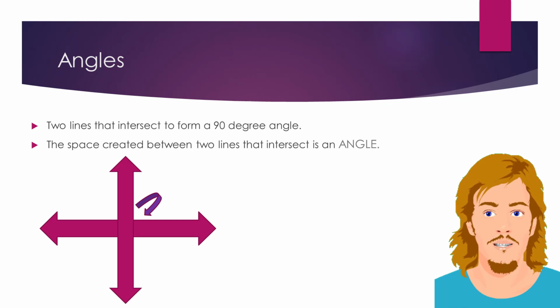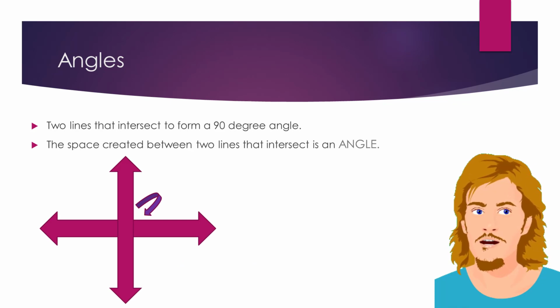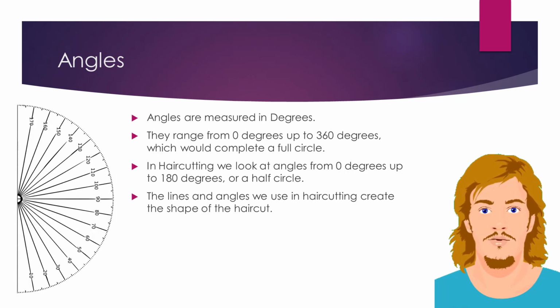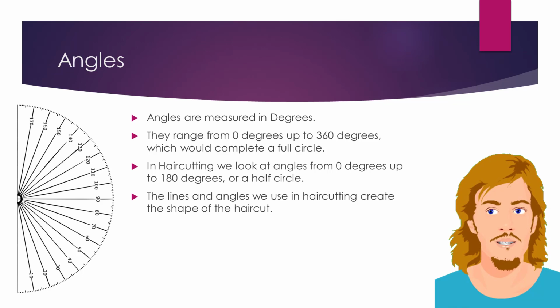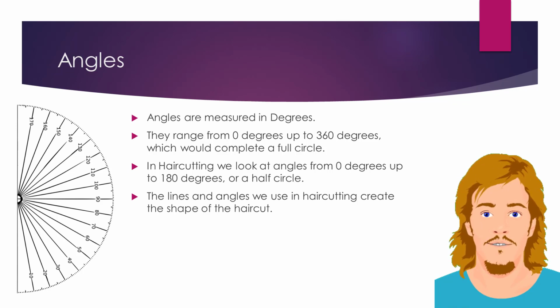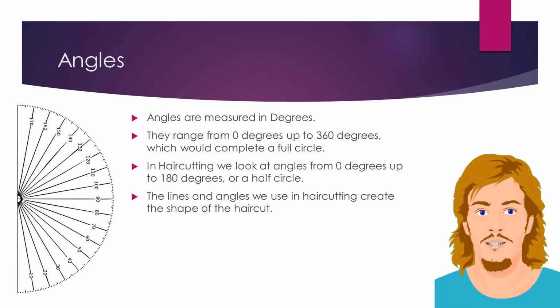Angles are the space created when two lines intersect. Angles are measured in degrees, ranging from 0 up to 360. We use these angles, or degrees of angles, to calculate how and where to cut the hair in order to create the desired shape or effect for our haircut. In haircutting, we use angles from 0 to 180 degrees.